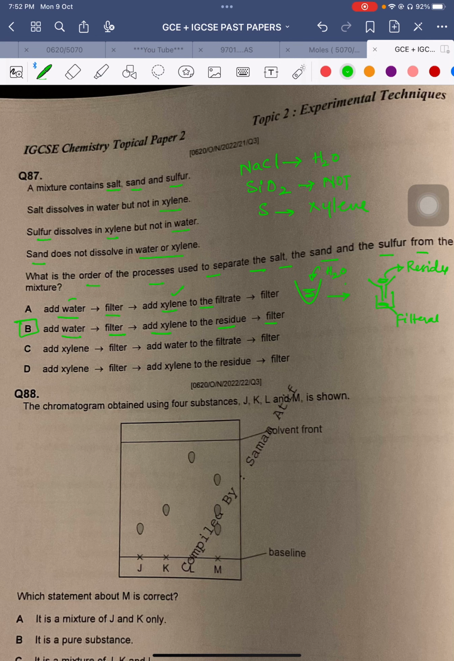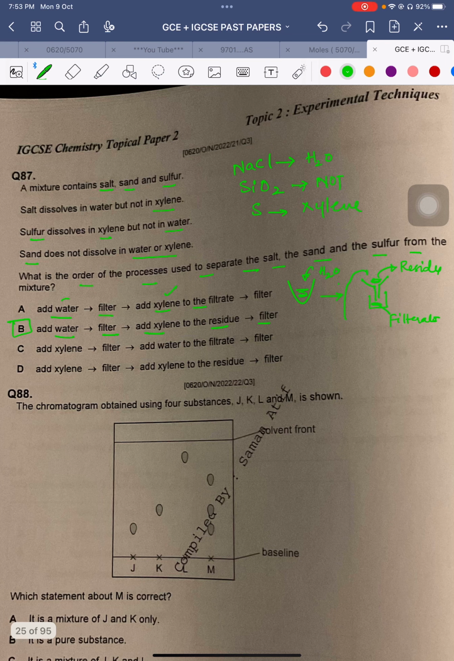Now we have to add xylene to the residue. What is in the residue here? It is sulfur plus SiO2. Only sulfur will dissolve in xylene, whereas SiO2 will remain as a residue again. Residue number one is sulfur and silicon oxide. Residue number two is only silicon oxide. Filtrate number one is sodium chloride solution. Filtrate number two is the sulfur solution.